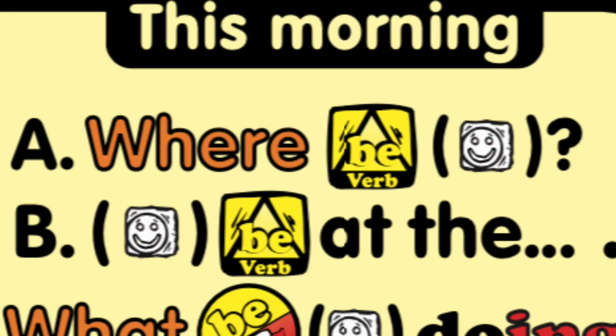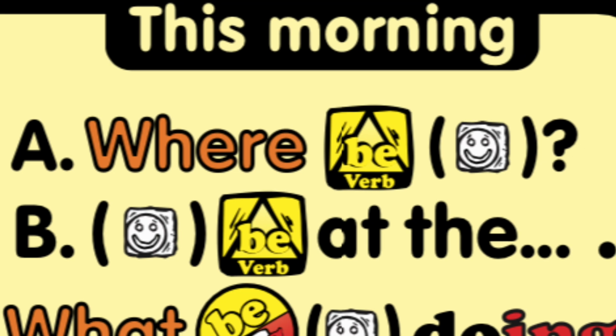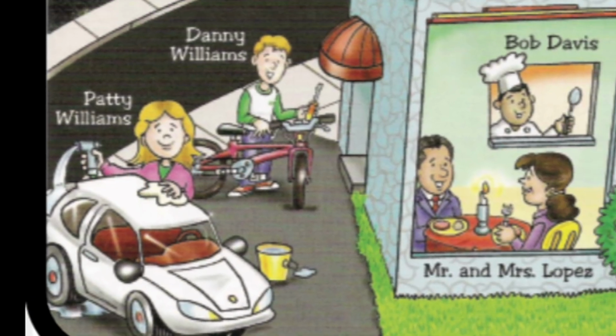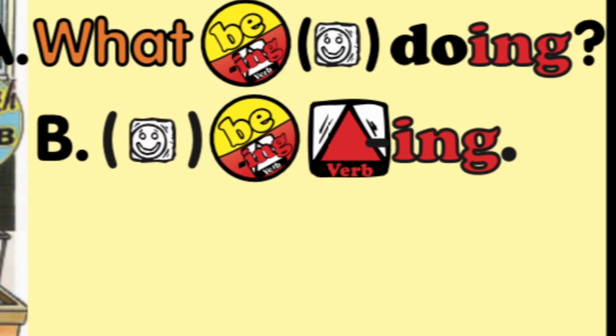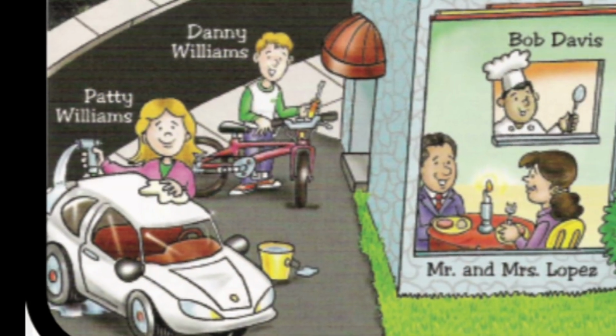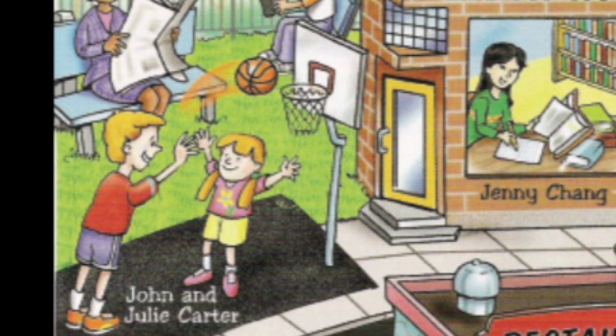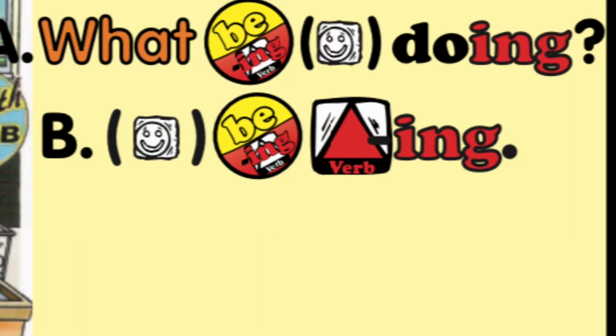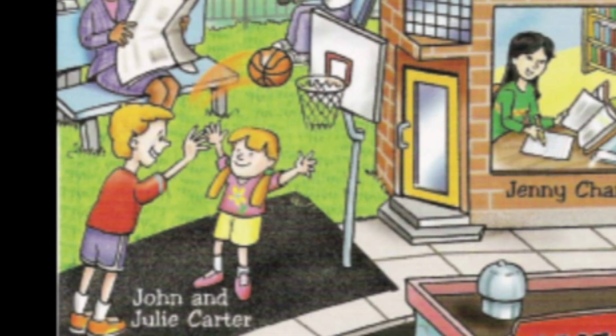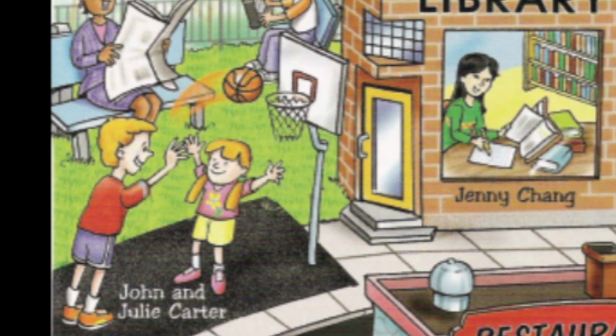Where was Patty Williams? She was outside the restaurant too. And what was she doing? She was washing her car. Where were John and Julie Carter? They were at the park. What were they doing? They were playing basketball.